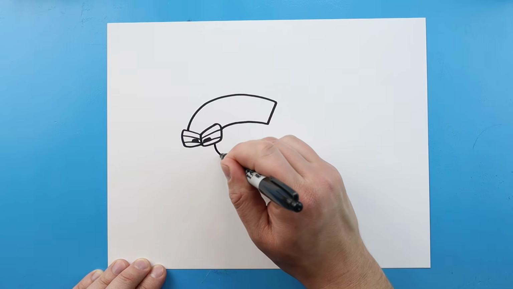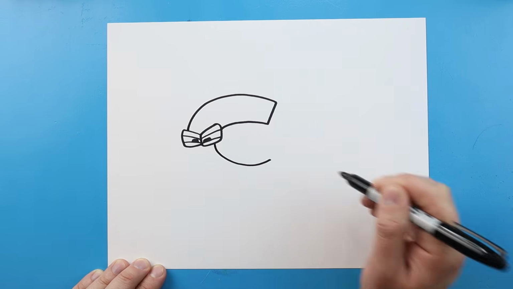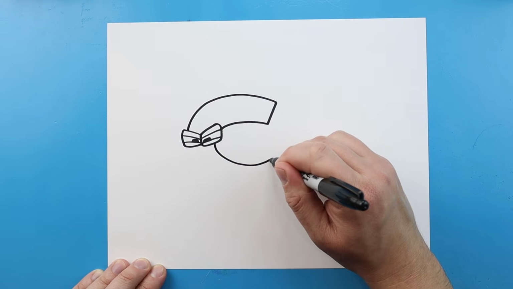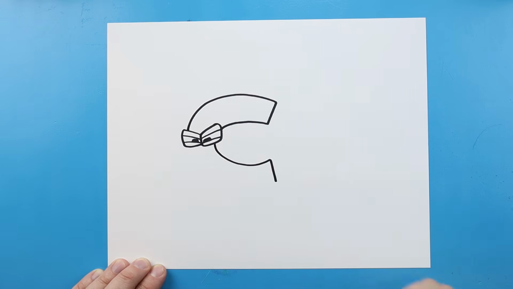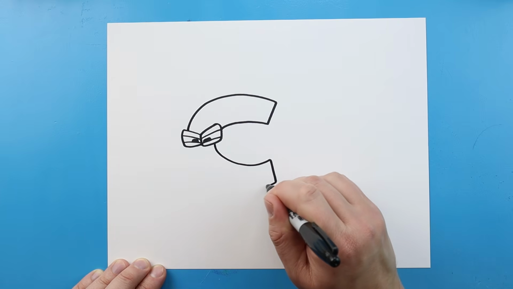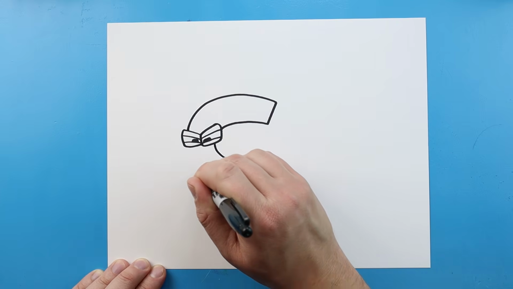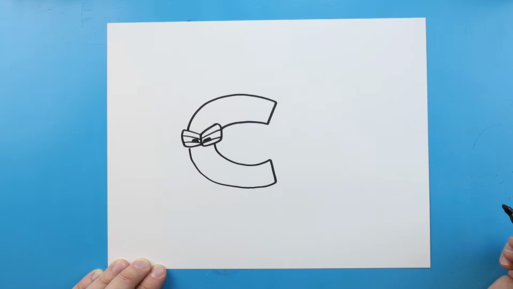Now right underneath the eye, I'm going to curve this out to here. And then we're just kind of coming down at an angle. Next, I'm going to bring this line around and up to here.